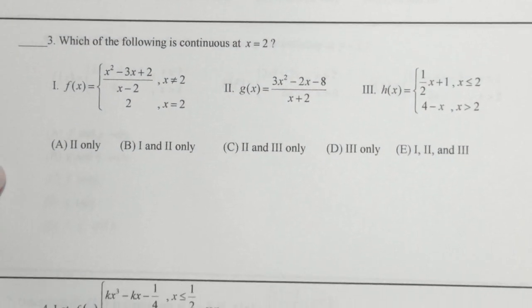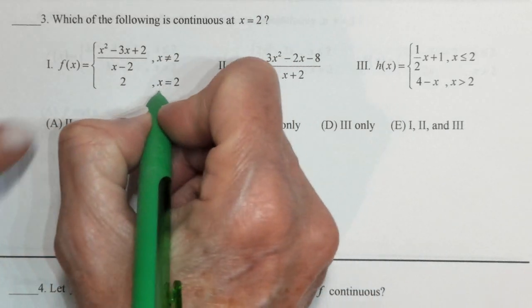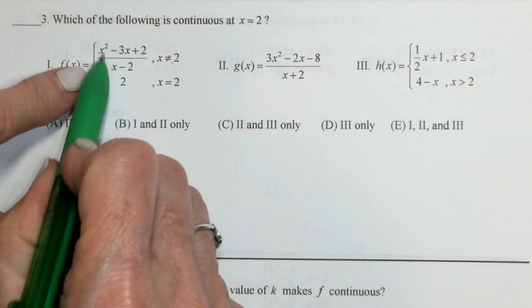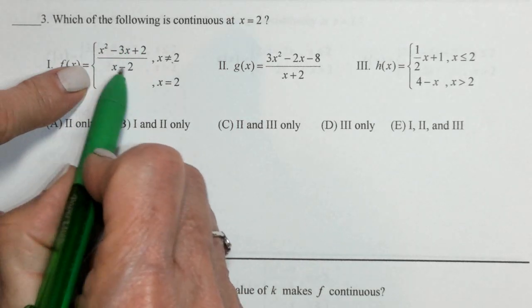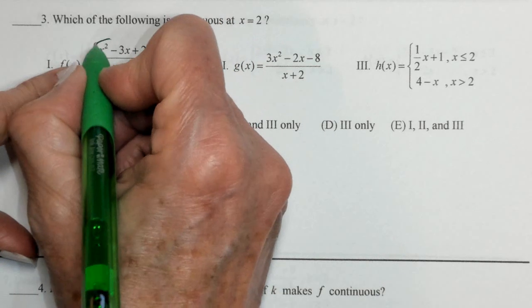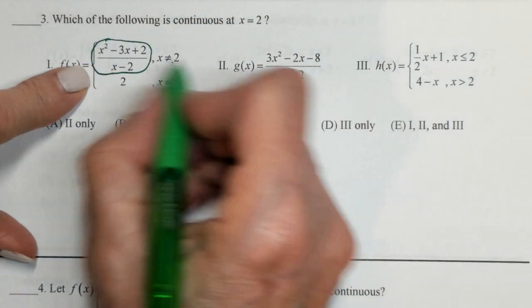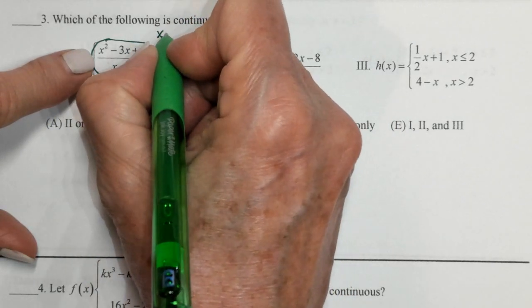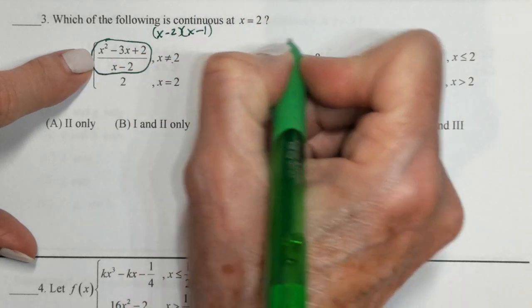Which of the following is continuous at x is equal to 2? So I know that this one, the way it's set up, there is a hole or a vertical asymptote here. So let's find out what's going on. If x is not 2, then we're at this. Does the top factor? The top does factor into x minus 2, x minus 1.